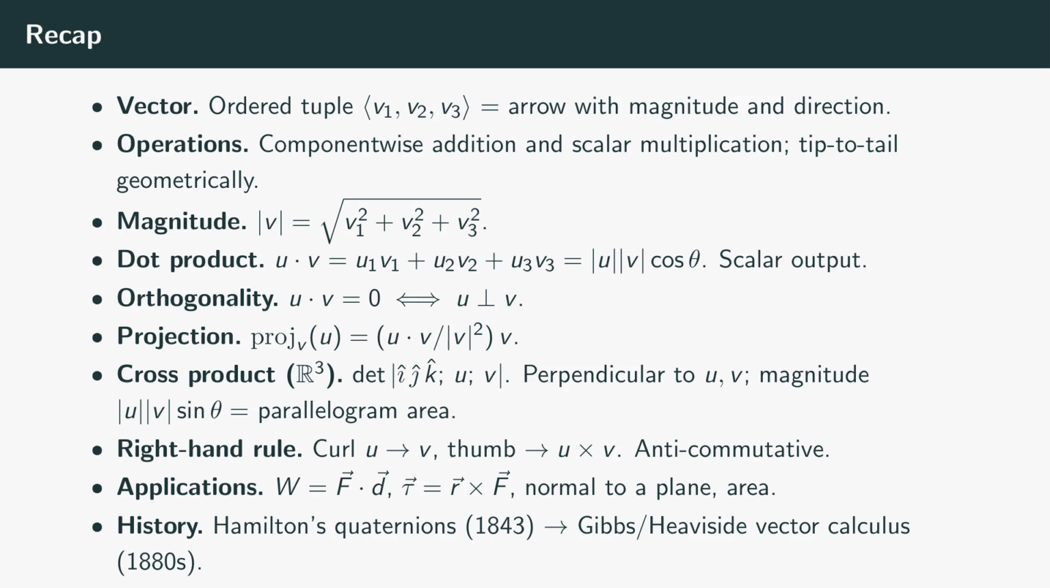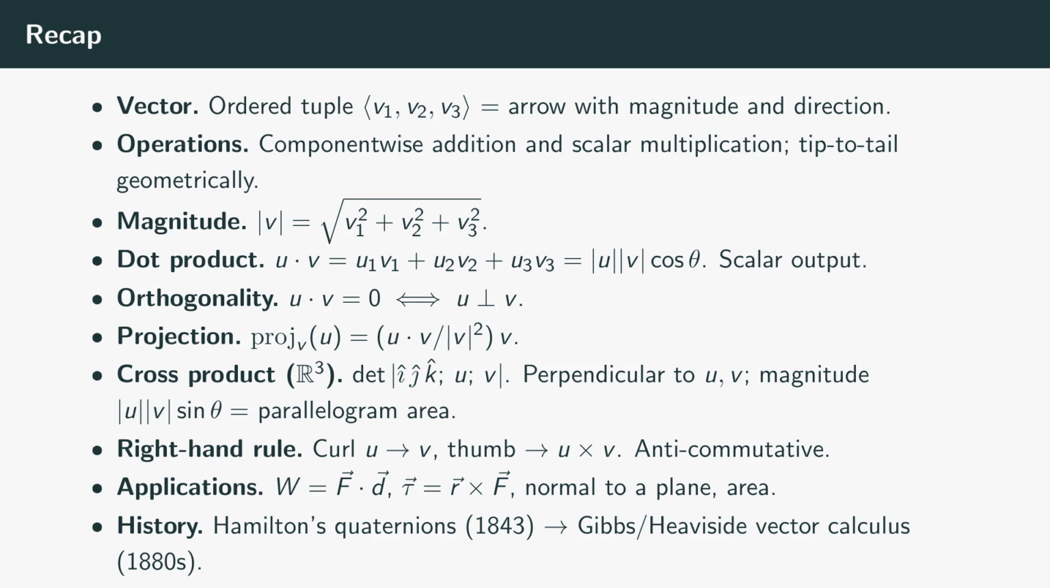The cross product, defined only in 3-dimensional space, is the determinant with i hat, j hat, k hat on top, u and v below. Output is a vector perpendicular to both, with magnitude, the magnitude of u times the magnitude of v times sine theta, equals the area of their parallelogram. Right-hand rule fixes orientation, anti-commutative.